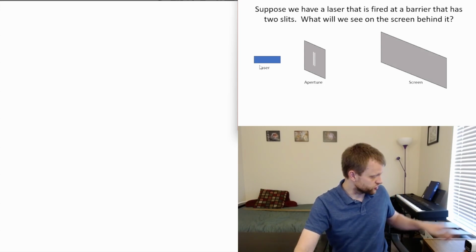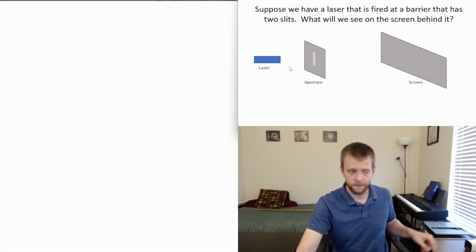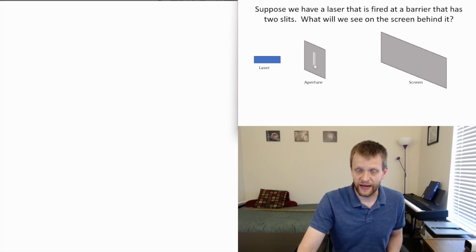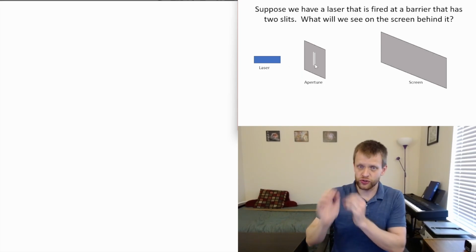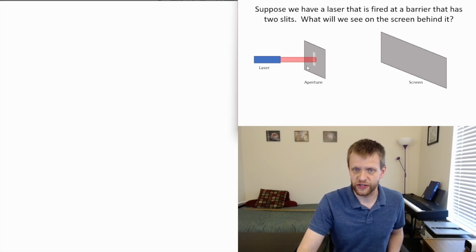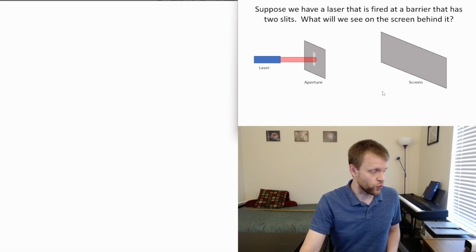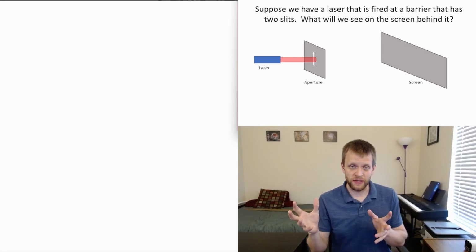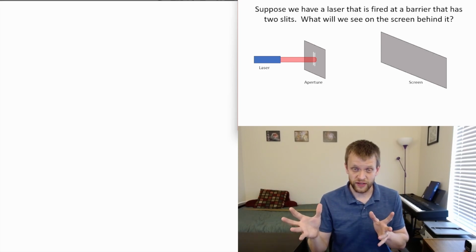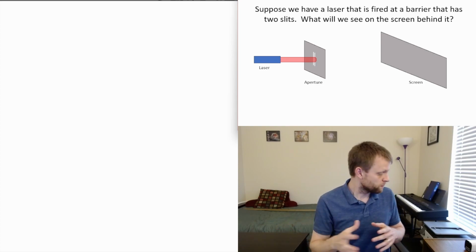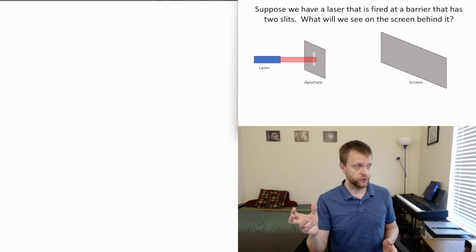We've got a laser, so we're going to be using an actual laser over here. We fire that at an aperture that has those two slits in it. So the laser is going to hit that aperture and some of that light is going to go through. And we want to try to identify what is going to show up on the screen behind it. So you might want to spend a minute to think about what you think the outcome of this experiment is going to be, but let's go through how we're actually going to do this experiment.